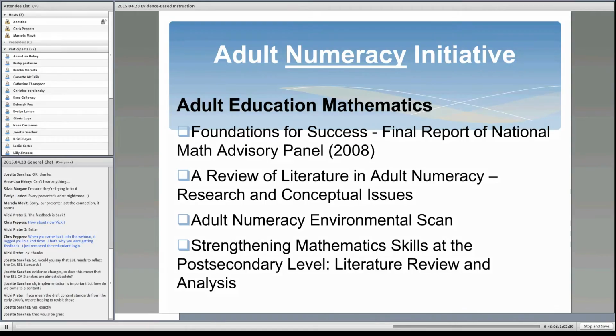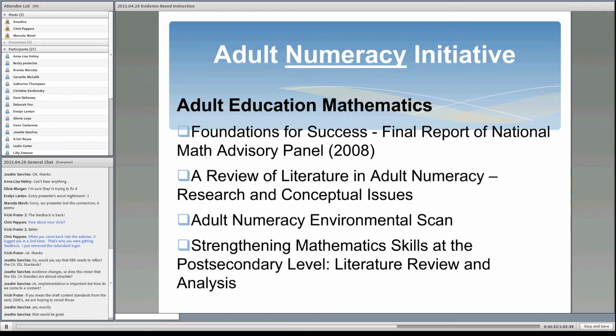And then there is also the strengthening math skills at the post-secondary level. There is another literature review and analysis. So there was some considerable work that the U.S. Department of Education, then the Office of Vocational and Adult Education, it was called OVAE then, I think it's OCTAE now, but there was some considerable work done in numeracy. And it seems like there's the need for a lot more around the world.